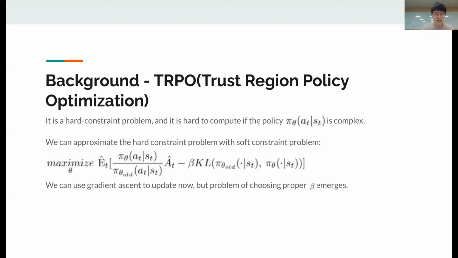However, when you use this kind of hard constraint, the problem gets really difficult when the policy network pi_theta is complex. We can convert the hard constraint problem to an approximating soft constraint problem like this, which is similar to when we use L2 loss as a regularizer for reducing the L2 norm of a neural network. Now we solve the problem of policy gradient method, which was that a large policy update might destroy the learning process. However, we have another problem of choosing a proper beta value for the TRPO algorithm.